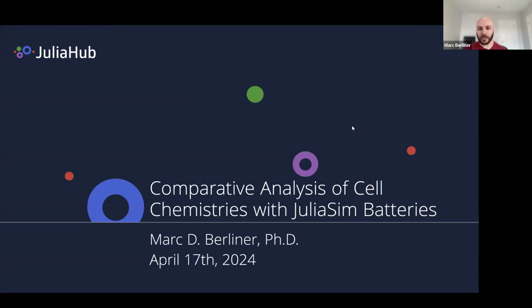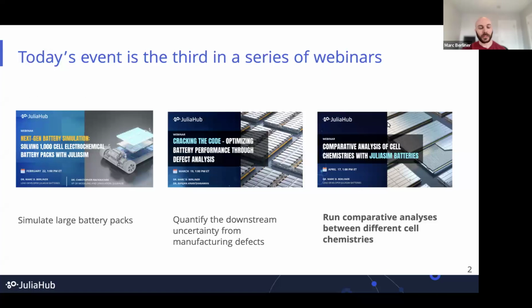So thank you so much for the introduction, Ranjan. Today, I'm going to be talking about comparative analysis of cell chemistries with JuliaSim Batteries. So today's event is the third and final in a series of webinars. We talked about simulating large battery packs, up to 1,000 cells with physics-based models in the first one. The second one, we showed off some of the JuliaSim Batteries app, or the GUI. We talked about how to quantify downstream uncertainty for manufacturing defects. And today's is the final one in this series where we do comparative analyses with various cell chemistries.